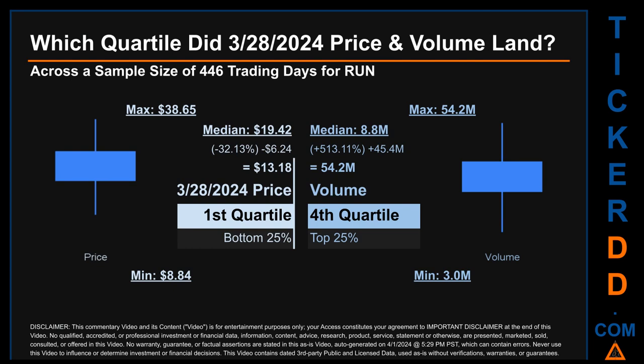Descriptively, RUN has a median price of $19.42. Therefore, March 28, 2024 price was lower from that middle marker by 32.13%. The day's volume of 54.2 million was more than the median by 513.11%.